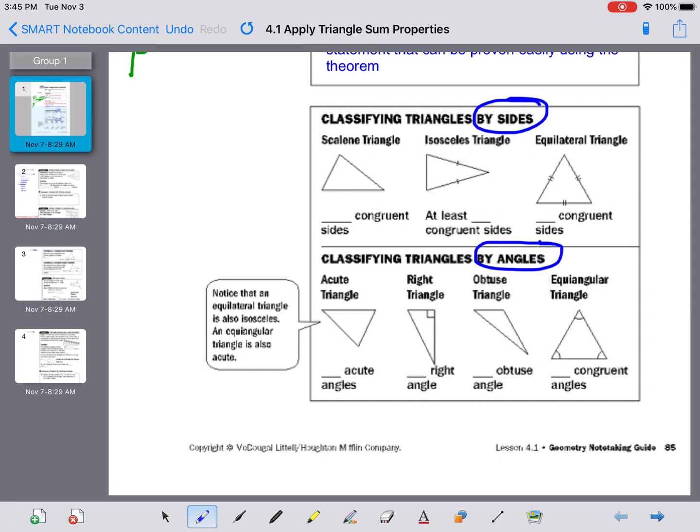So by sides, there's three choices. Scalene triangles have 0 congruent sides. Sometimes we look at the triangle, nothing's marked, they all look different. Or maybe they all get marked with different markings so that you know for sure nothing is the same length.